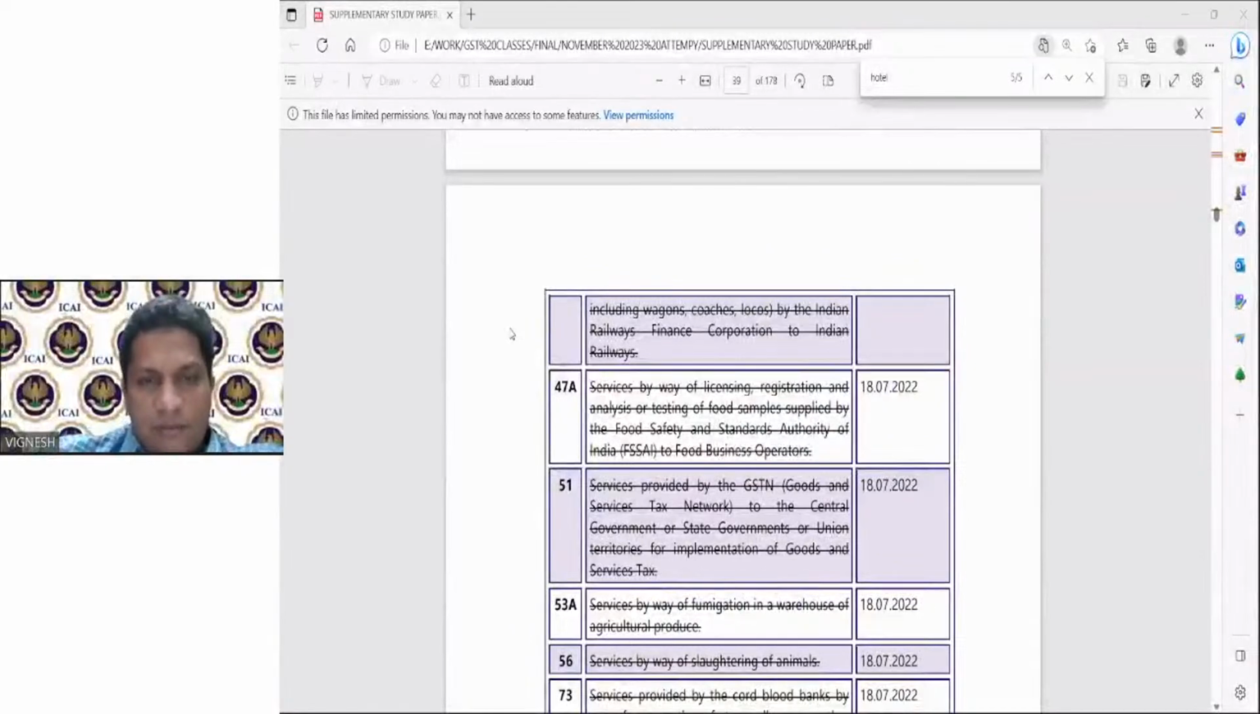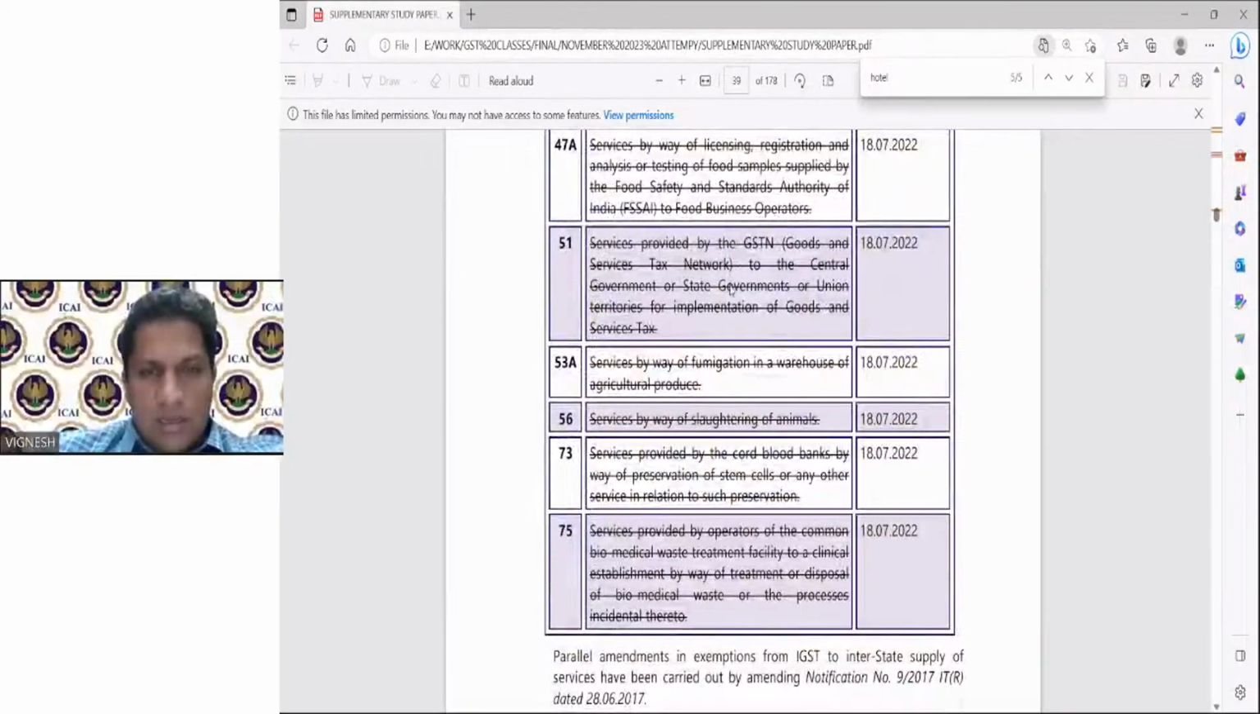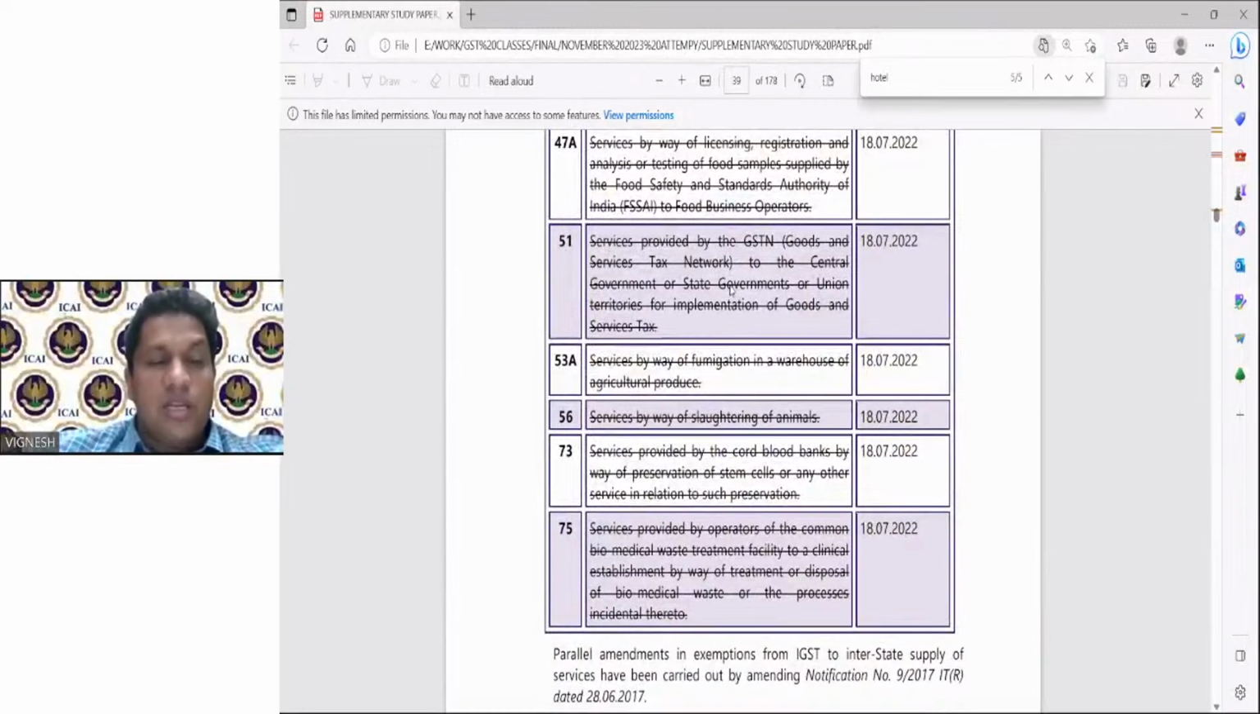Then FSSAI, the Food Safety Regulatory Authority, which provides the services to the food business operators. This exemption is also removed. Then GST network, we have already seen. Then slot fumigation in warehouse, this also has been removed. So in 53A, what was there, that also, fumigation of warehouse, is removed at both the places. So 53A also is no longer there: fumigation in warehouse of agricultural produce. Initially, I was under the impression that this was removed because it was mentioned in duplicate there, but the intention seems to have been to remove this also.